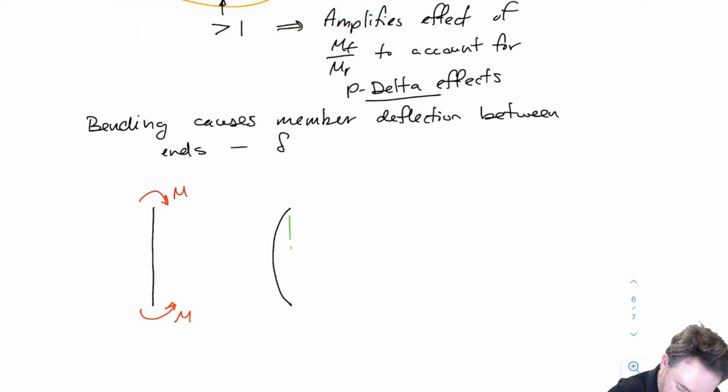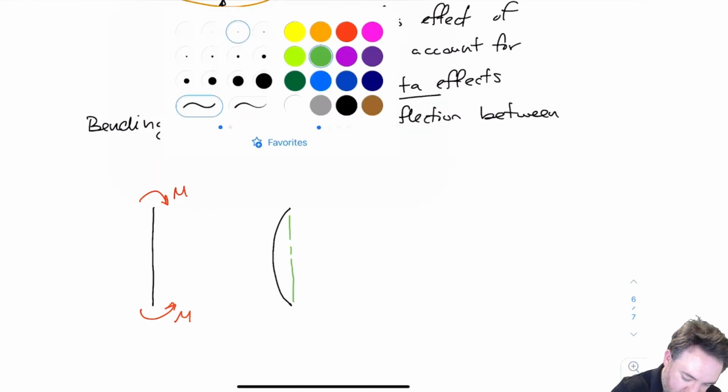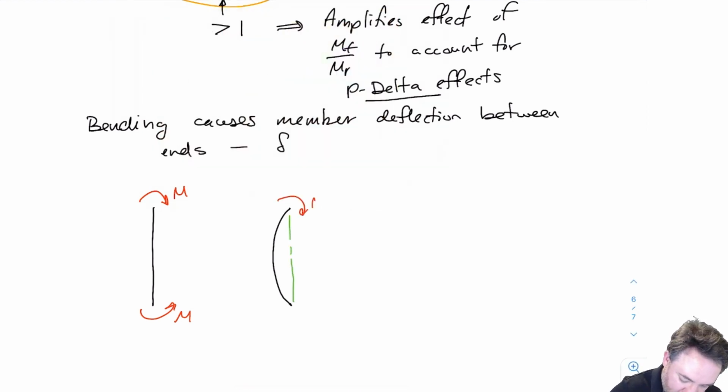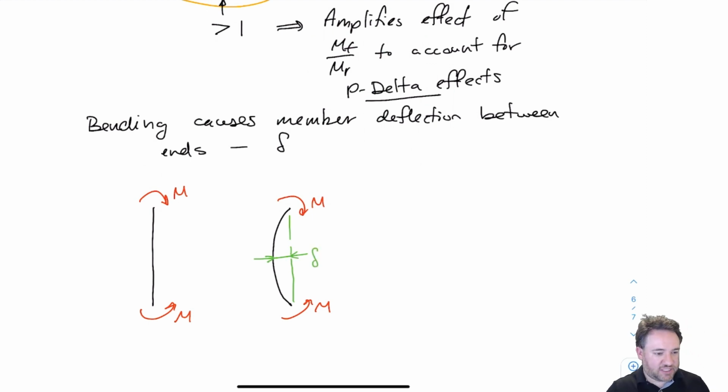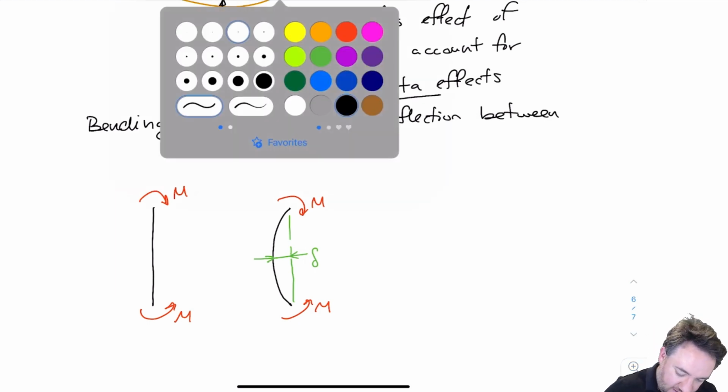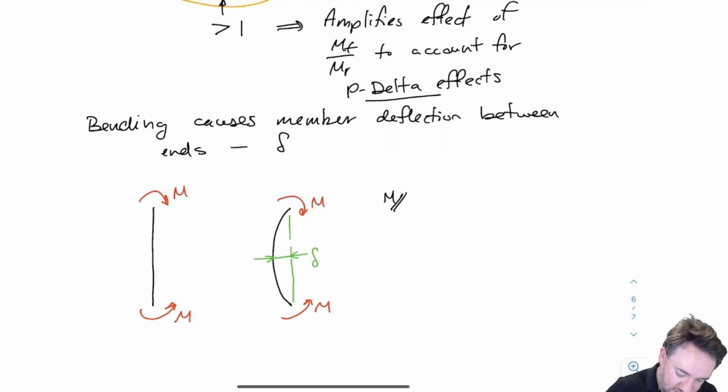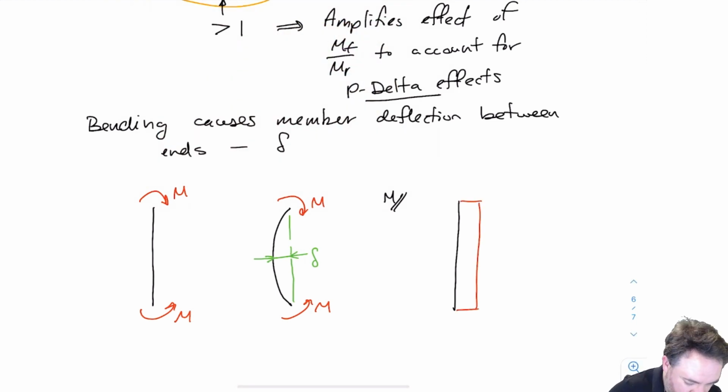And compared to the straight line that it used to be, when I apply these moments and I bend my member, I am going to get some deflection at the center, delta. And this is the P small delta effect, where I have basically deflection in between the member ends. And if I look at the moment caused just by that M, then my moment is going to look like this because I have a constant moment. Okay, so this is my constant moment, M.